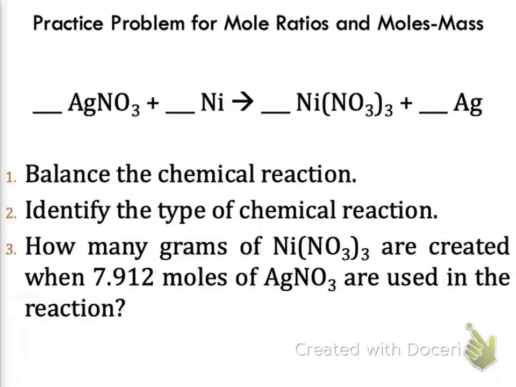So why don't you go ahead and try to solve this next problem on your own, balance the reaction, identify the type of reaction that you're looking at, and then solve how many grams of NiNO3 are created when 7.912 moles of AgNO3 are used in the reaction.